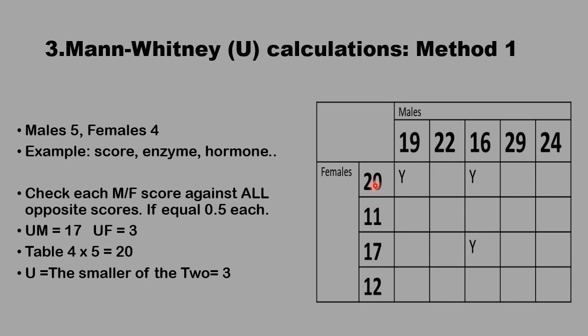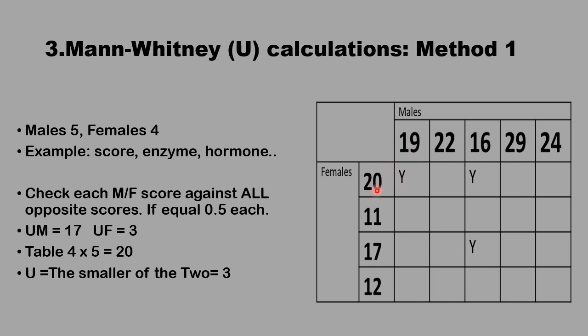And the way in method 1 to do it is to have these numbers in a table, 4 females on the y-axis and 5 males on the x-axis. This table will be a 4x5 table with 20 squares in it. And then we check each score of the female, number 1, against each of the male scores.